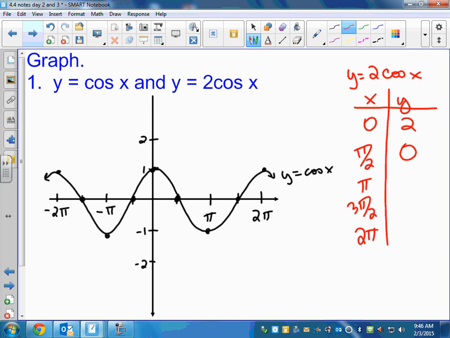At pi, the cosine of pi is negative 1. Negative 1 times 2, negative 2. 3 pi halves. Am I still going to get 0? Still going to get 0. And at 2 pi, I still get 1, but 1 times 2 is 2. So that means you might not have to make an XY chart if there's just a number up front, because you're going to see, oh, all the numbers that were normally 1 and negative 1 are now going to be 2 and negative 2. So now I'm going to get the same shape, except I'm stretching it by a factor of 2.